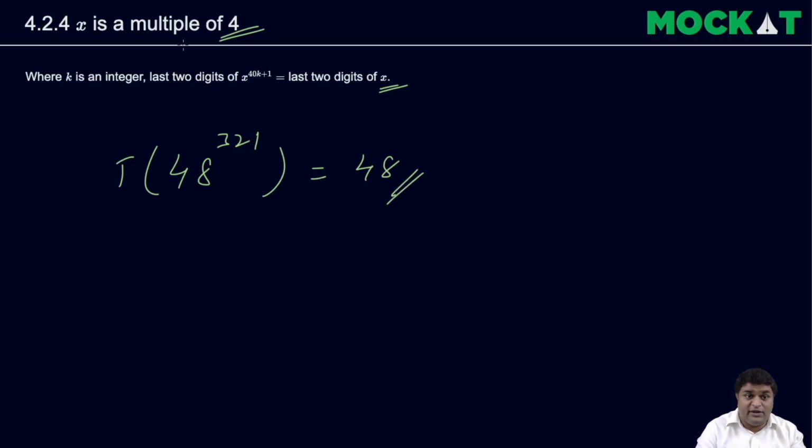In the previous case, where it was not a multiple of 4 but a multiple of 2, I had to add 50. In this case, I simply don't need to. I write it as it is.